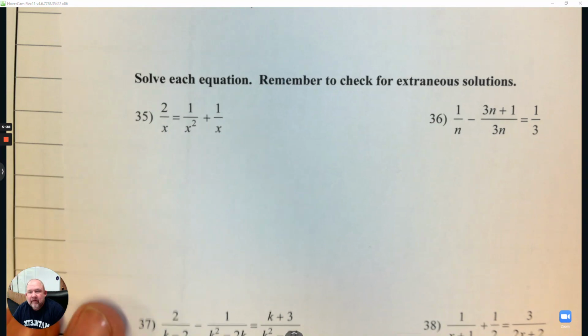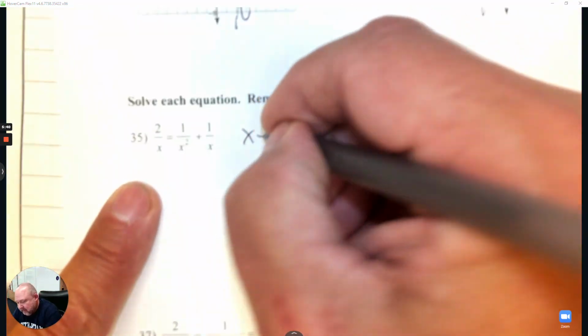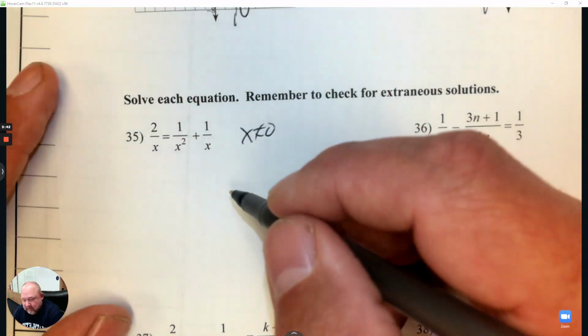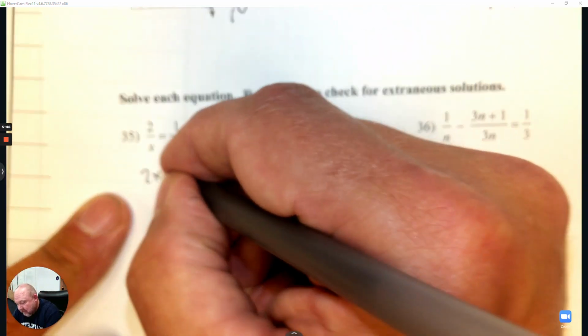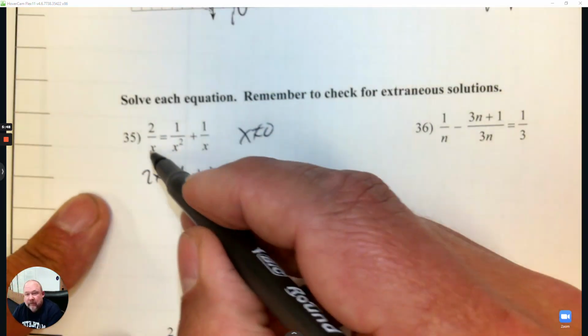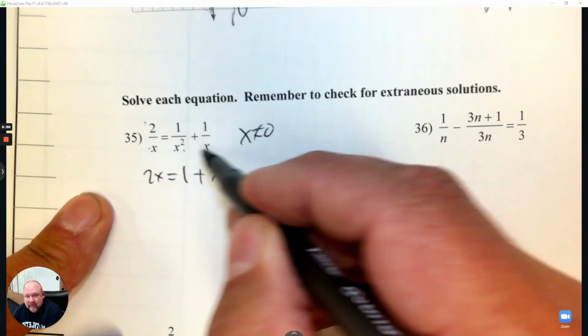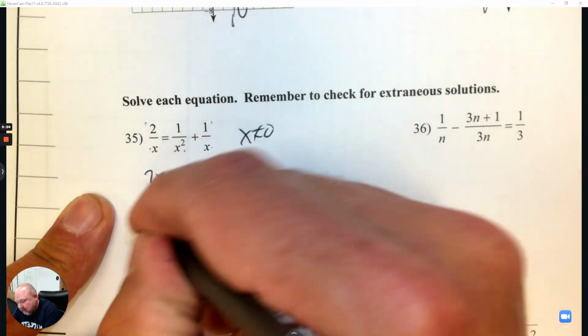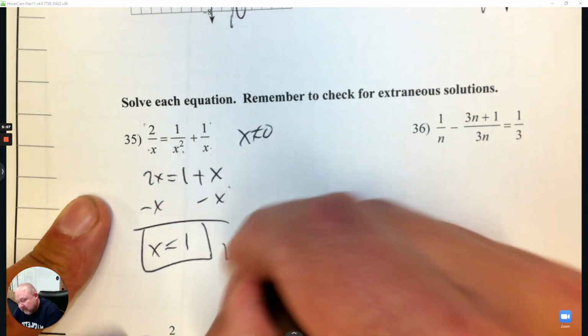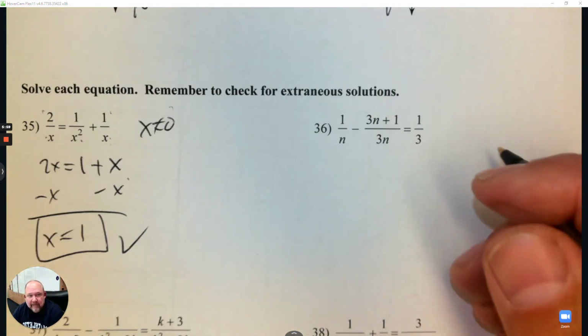35. I'm going to solve this. First of all, I need to know x can't be 0 because it would make it undefined. I'm going to make common denominators by multiplying times x. So the first one times x, second one stays the same, next one times x, top and bottom, and then we just solve that. So we have x is equal to 1. It's a good solution because it's not 0.